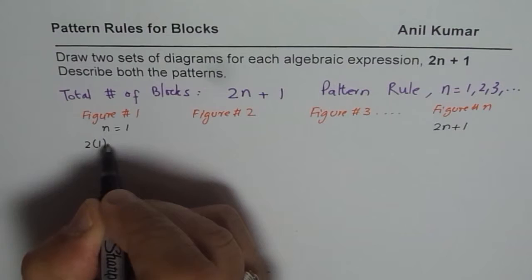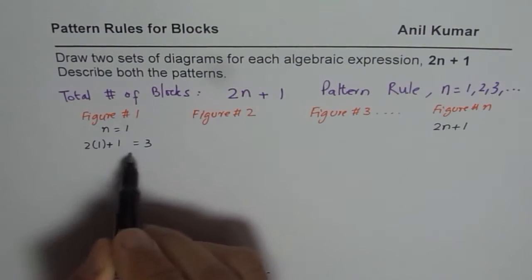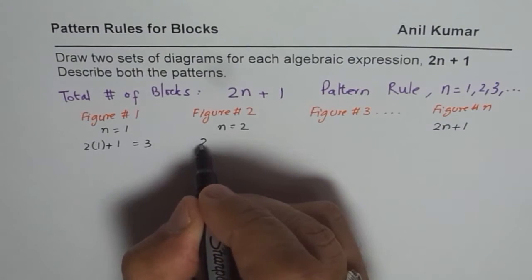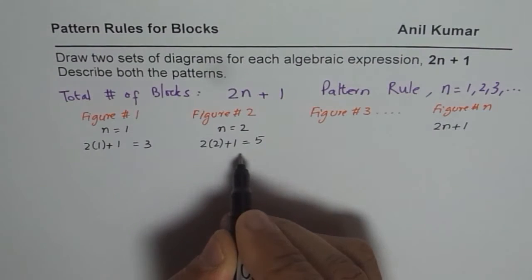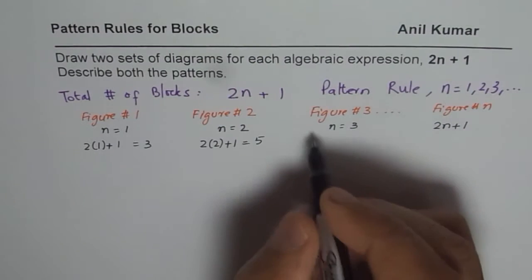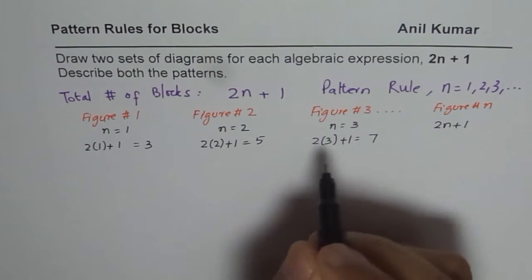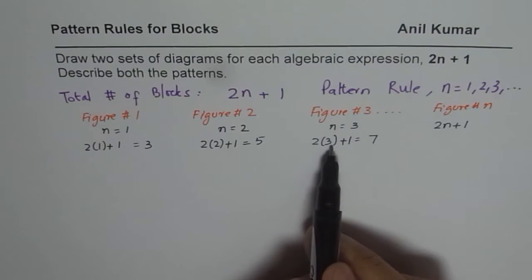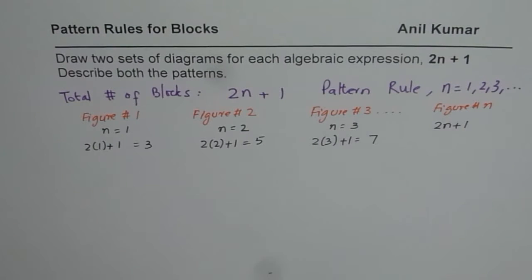So I get 2 times 1 plus 1, that is 2 plus 1, which is 3. So I need 3 blocks to make figure number 1. If n equals 2, then I have 2 times 2 plus 1, 4 plus 1 is 5. I need 5 blocks to make figure number 2. If n is 3, then it is 2 times 3 plus 1, which is 6 plus 1, 7. Notice that I'm not putting a times symbol here, I'm just writing 2 brackets 3. It means multiplication, okay? So we have 7 blocks in figure number 3.